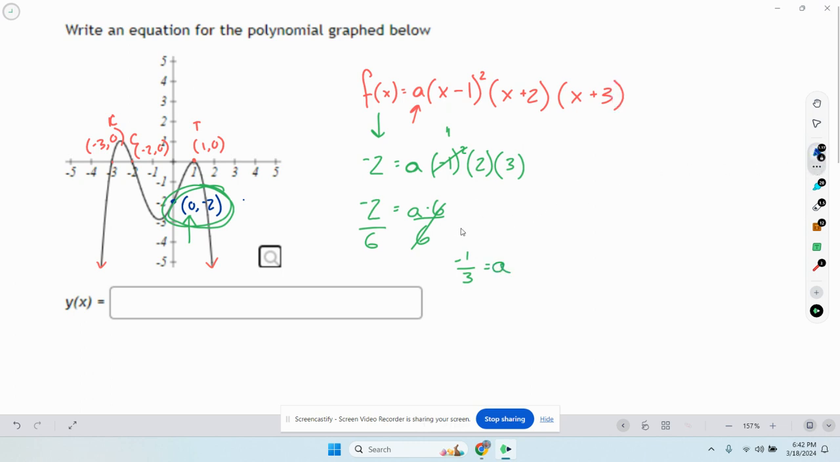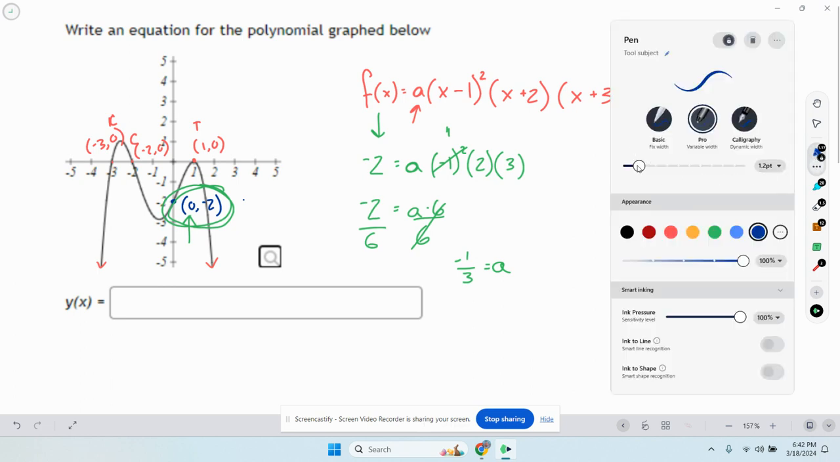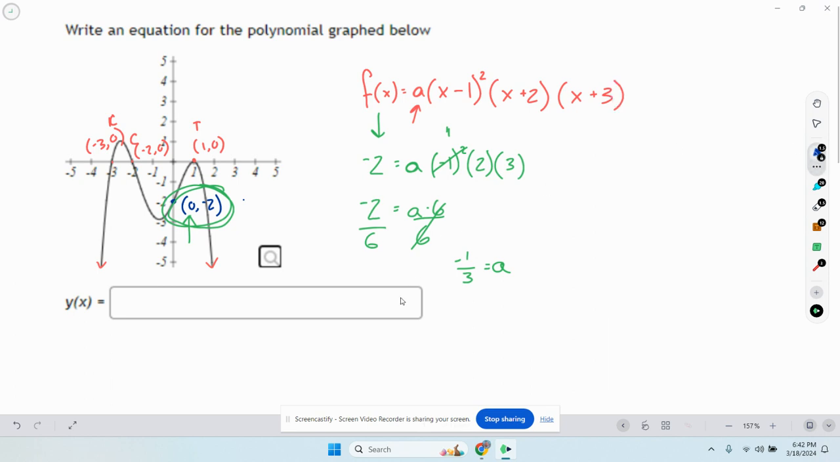So you could just write out your function like that. Like I say, they use y of x. So y of x is going to be -1/3 times (x minus 1) squared times (x plus 2) times (x plus 3). I don't believe they want you to multiply that whole thing out. I can't imagine they would. So I'm pretty sure that it'll accept it if you just leave it written like that.